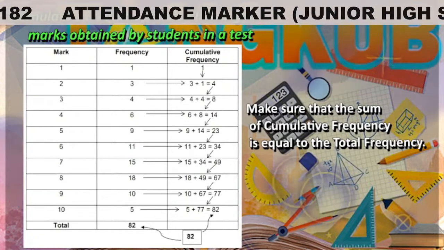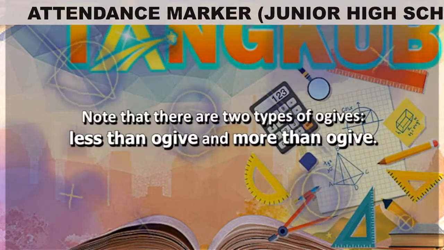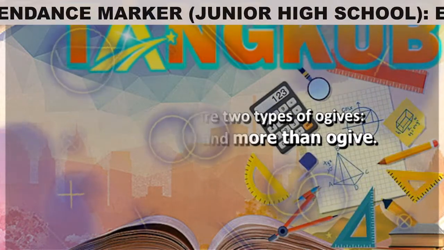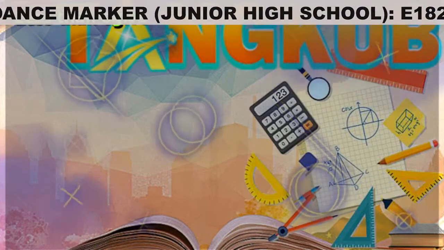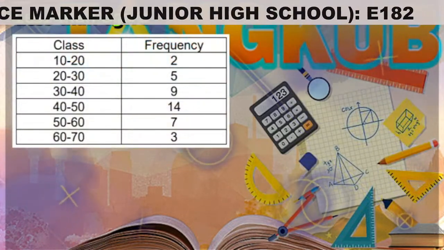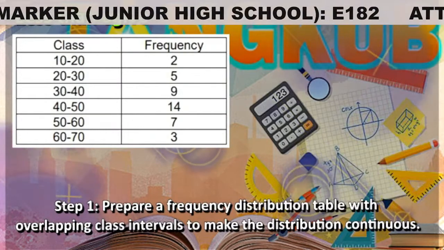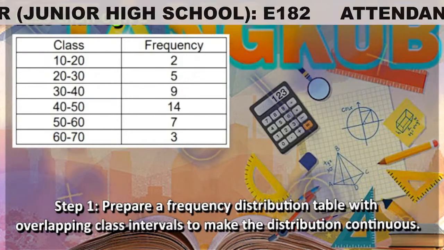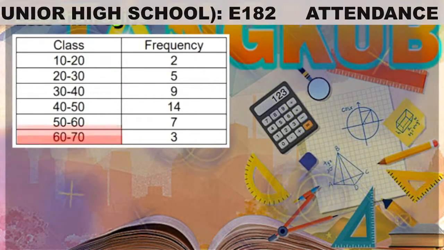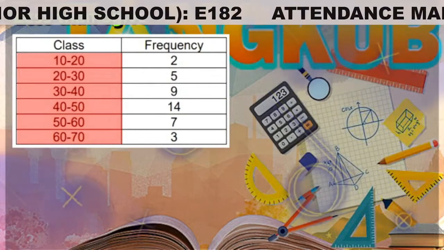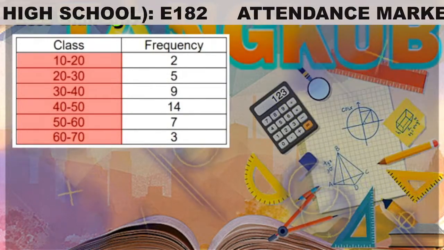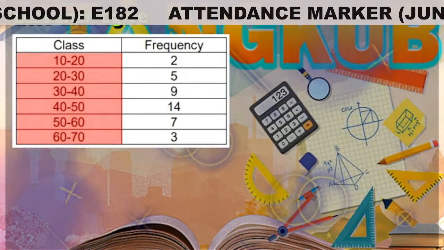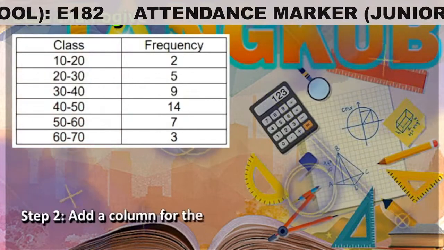Now, let us study how to construct an ogive. Note that there are two types of ogives, the less than ogive and more than ogive. But first, in constructing a less than ogive, follow the following steps. Now, given the data, step 1, prepare a frequency distribution table with overlapping class intervals to make the distribution continuous. Notice that in the given data, the class intervals are overlapping, since in the first class interval, the upper limit is the same as the lower limit of the next interval, and so on.